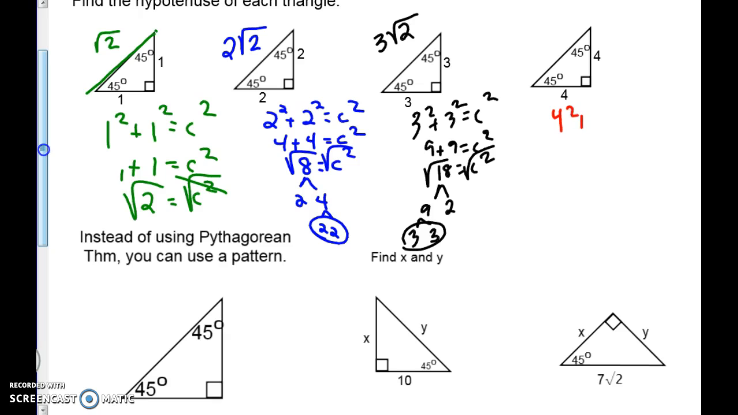We have 4 squared plus 4 squared equals c squared. 16 plus 16 equals c squared. That would give me 32 is equal to c squared. Take the square root. How can I break 32 down?